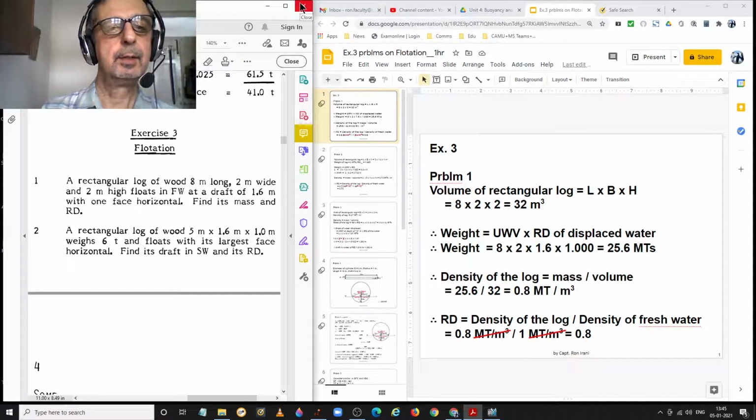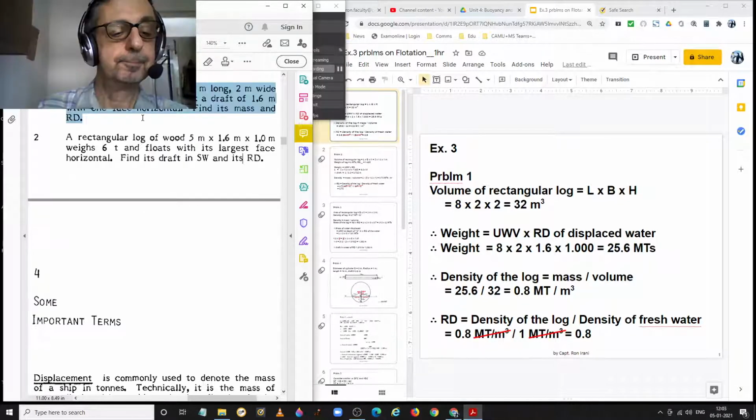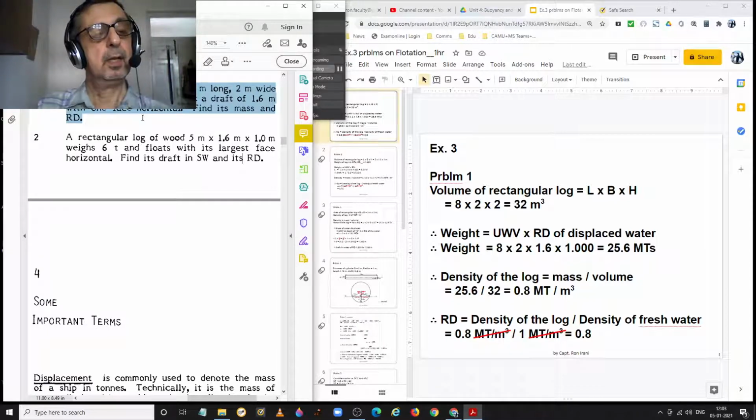Good day everyone. In this presentation, I'm going to take you through all the problems on flotation from exercise 3 in Captain Subramaniam's textbook, Ship Stability 1. Let's start with problem number 1.